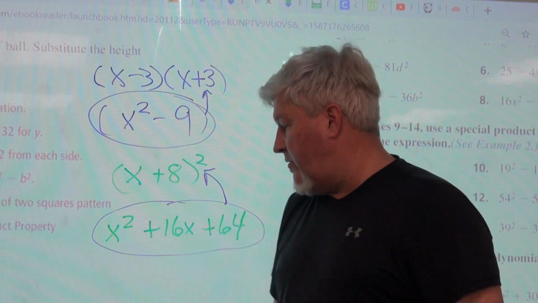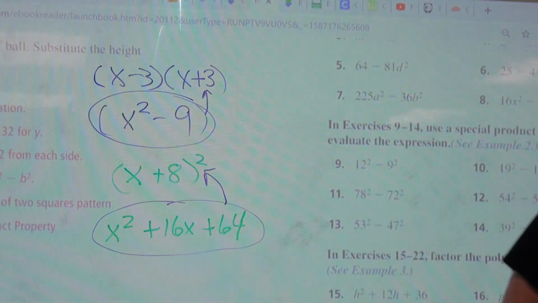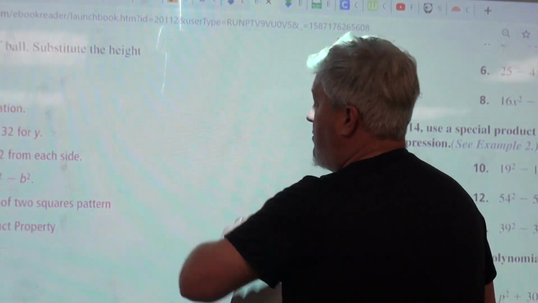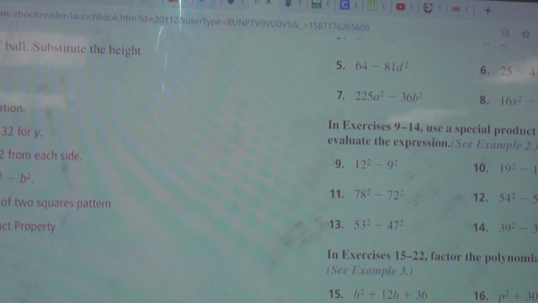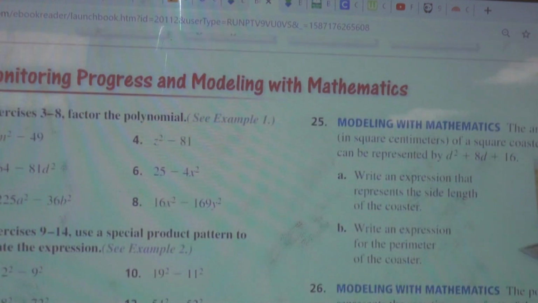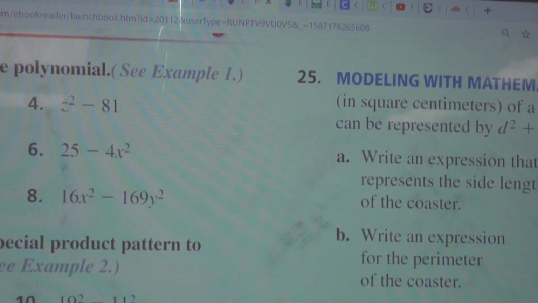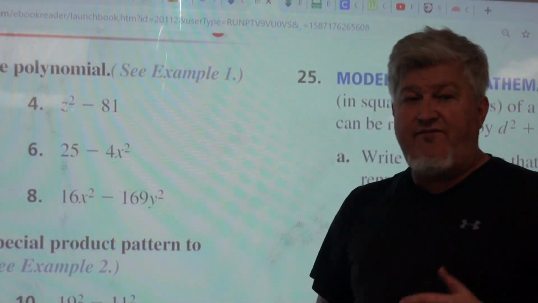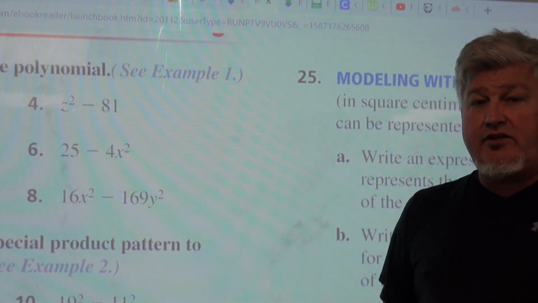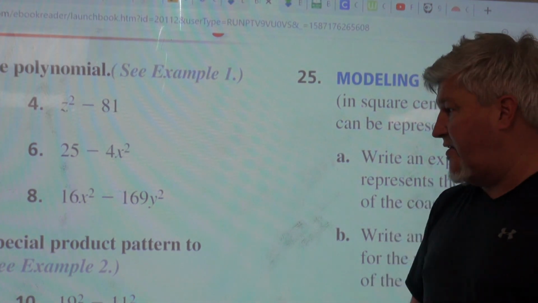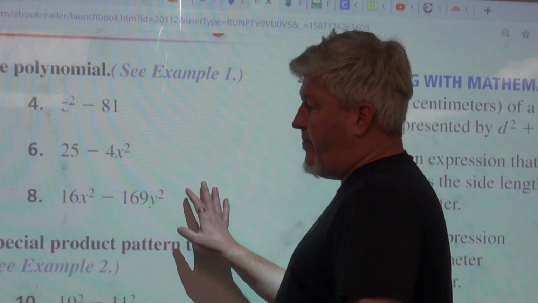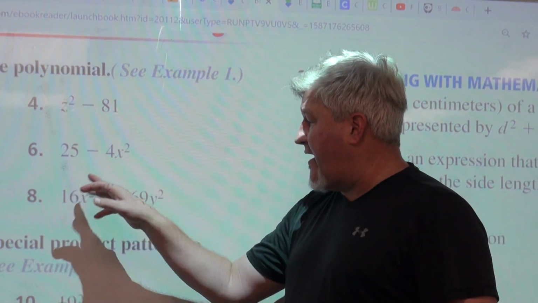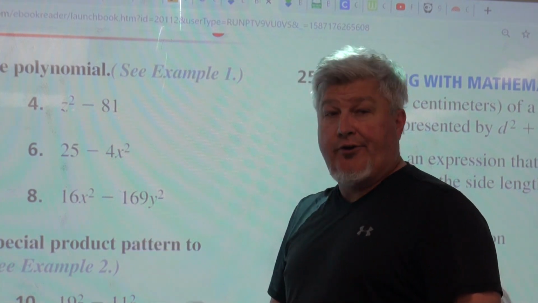All right, so I am going to be on page 401. Slide over and look at the first sections, 4, 6, and 8. The very quick way to recognize that you have this special situation is to ask: are both terms perfect squares? If you can recognize both numbers as perfect squares, you know you're good to go.